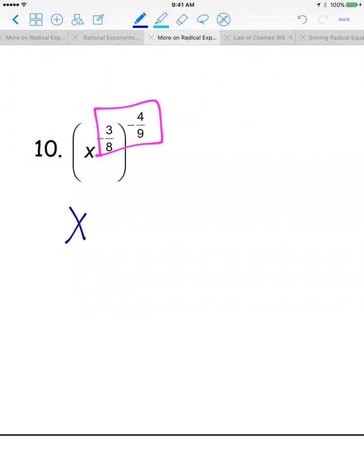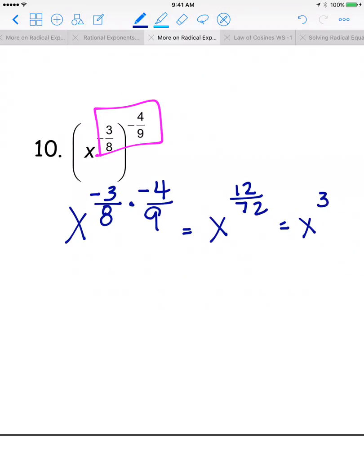way to go. So if we have x and negative 3/8 times negative 4/9, you could cross simplify here. So you could take the 3 and the 9 and simplify that way. Or you could say negative 3 times negative 4 is going to give me a positive 12 over 72. And if I simplify that, what am I going to get? Well, I'm going to get x to the 3rd. And let's make sure that that works out.